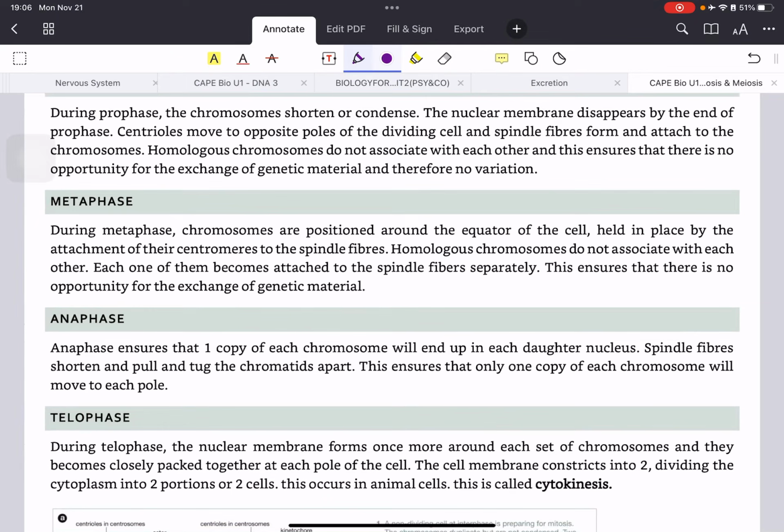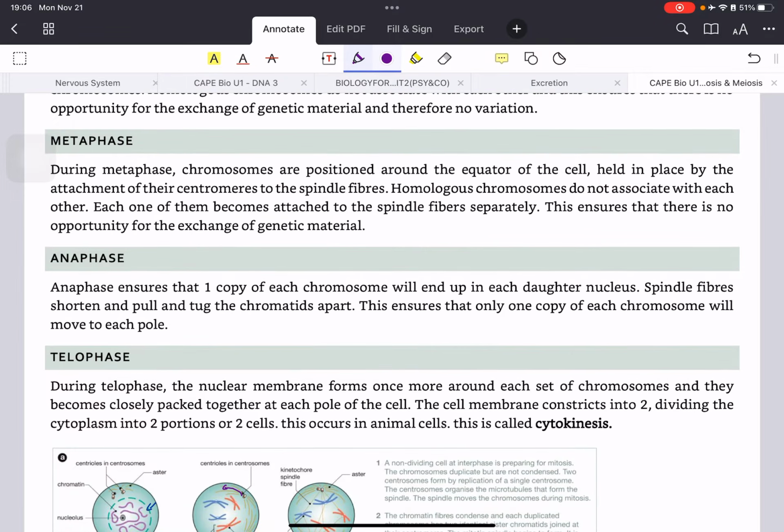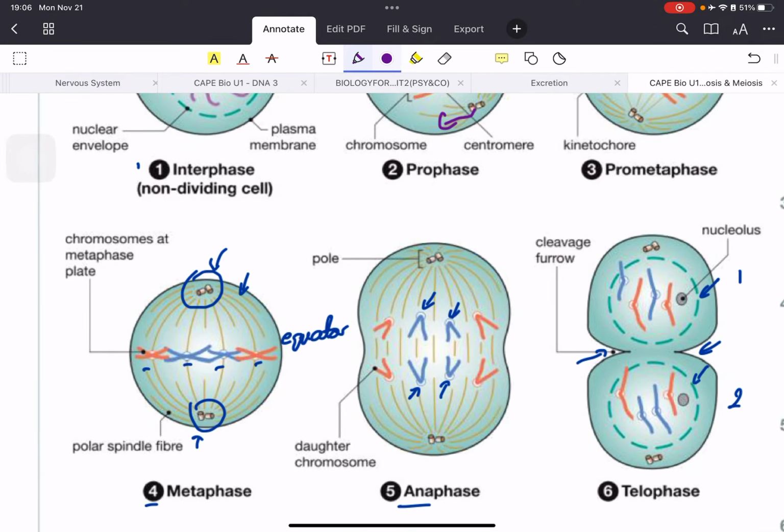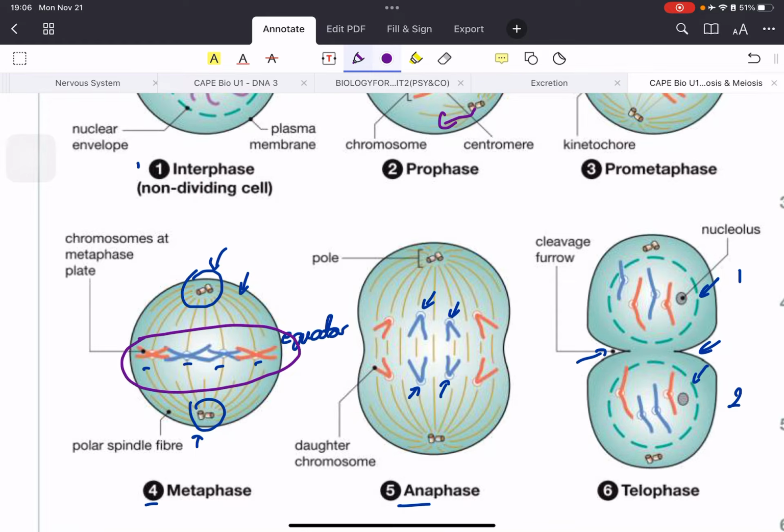So homologous chromosomes do not associate with each other, and this ensures that there is no opportunity for exchange, unlike in meiosis, as we will come to very soon. In metaphase, the chromosomes are positioned around the equator of the cell, and they are held in place by the attachment of their centromeres to the aforementioned spindle fibers that we are talking about. So here we have metaphase, and you can see that they are at the equator of the cell, and they are held in place by the spindle fibers at their centromeres.